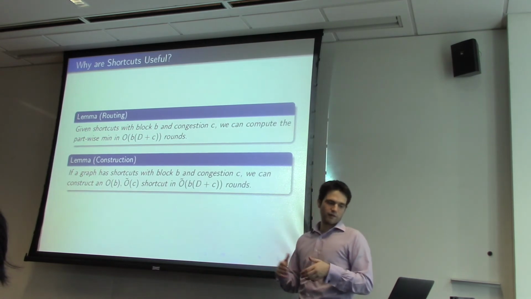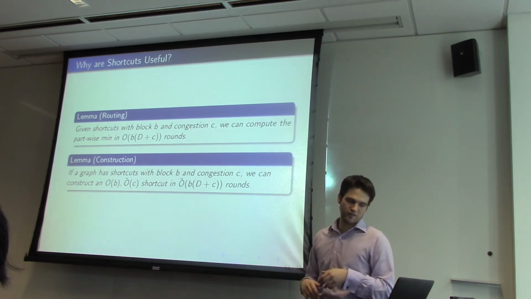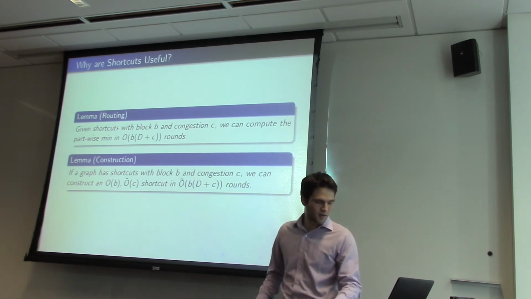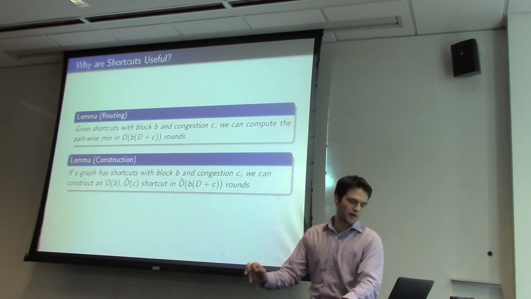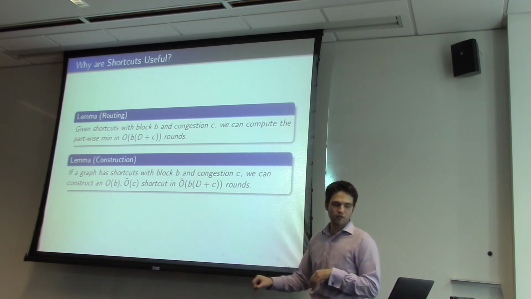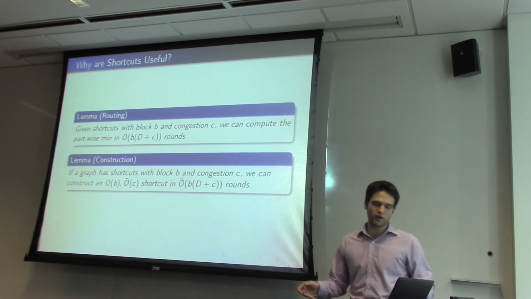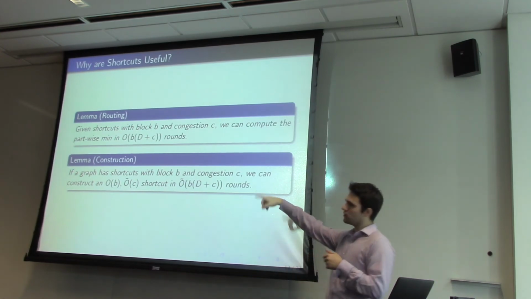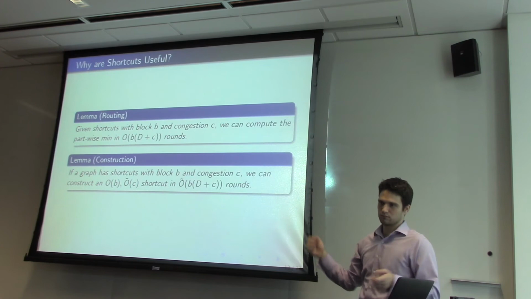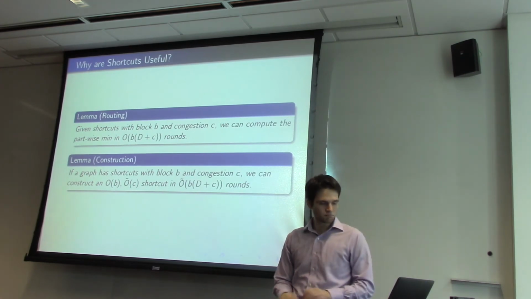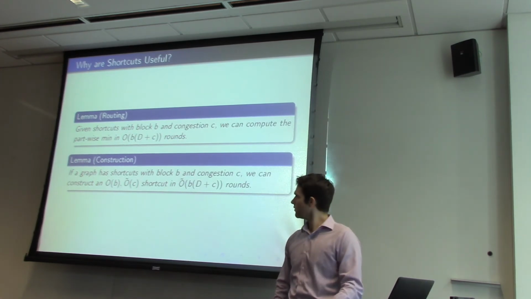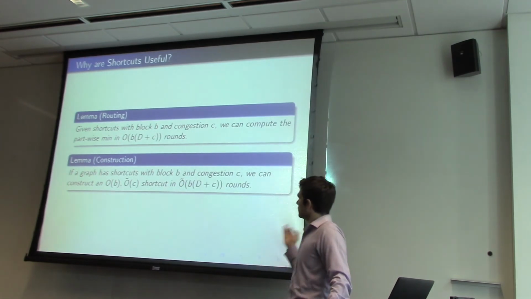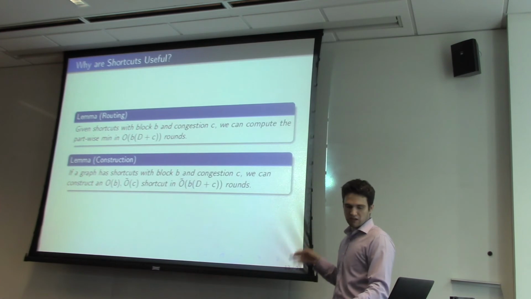So this is what the lemma says. If the graph has shortcuts with block number B and congestion C for every spanning tree T, but that's a technical issue, we can construct about a block B, congestion C shortcut in basically the same amount of rounds as you need to spread the information in one part. So that's very interesting, and that will be the gist of the entire thing.